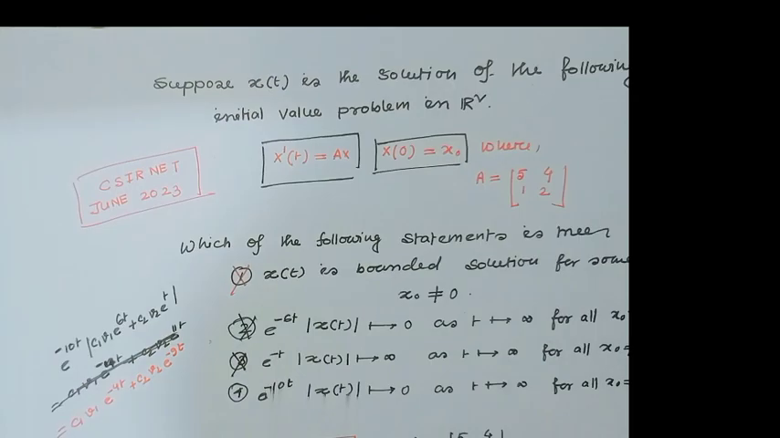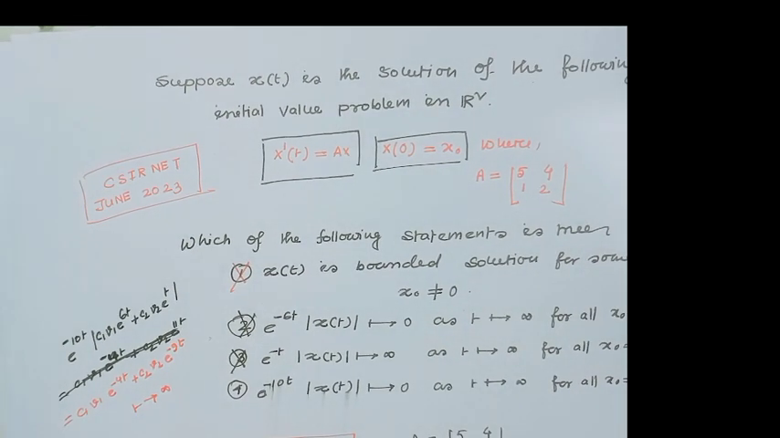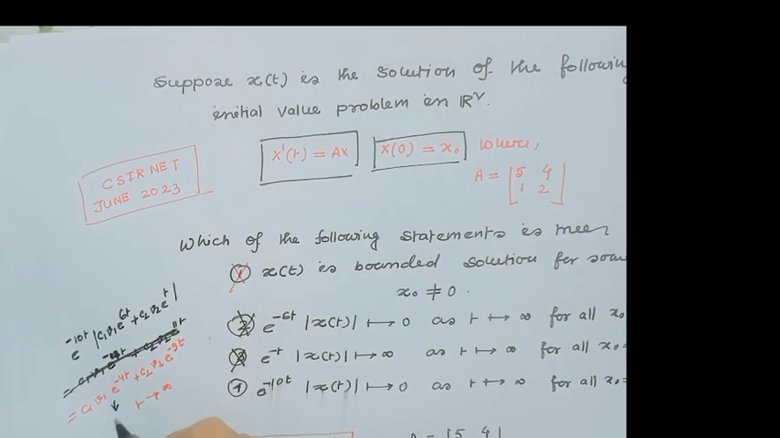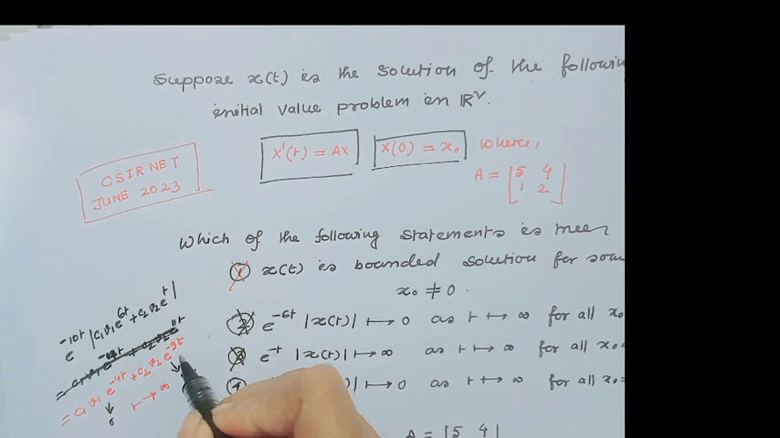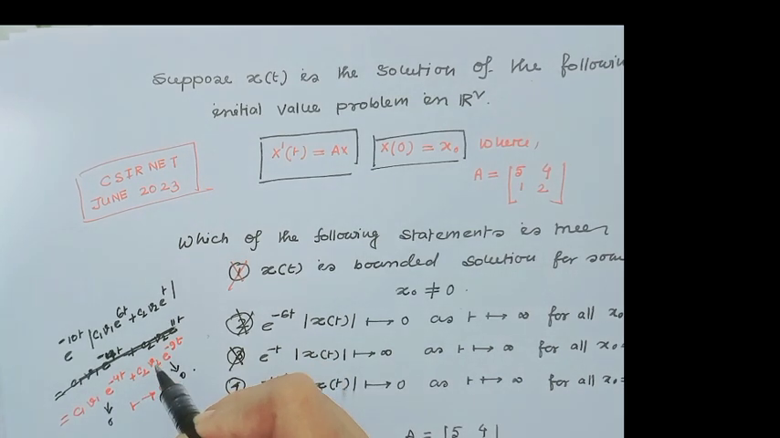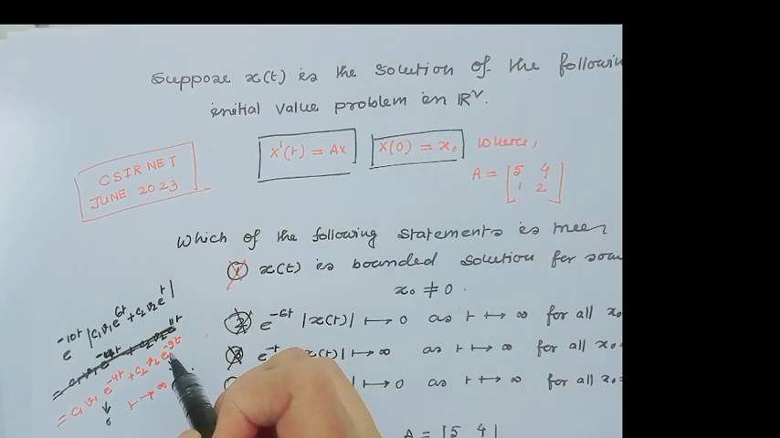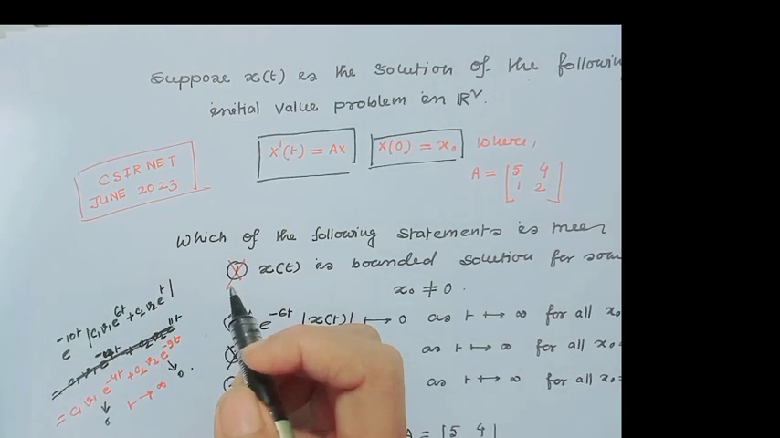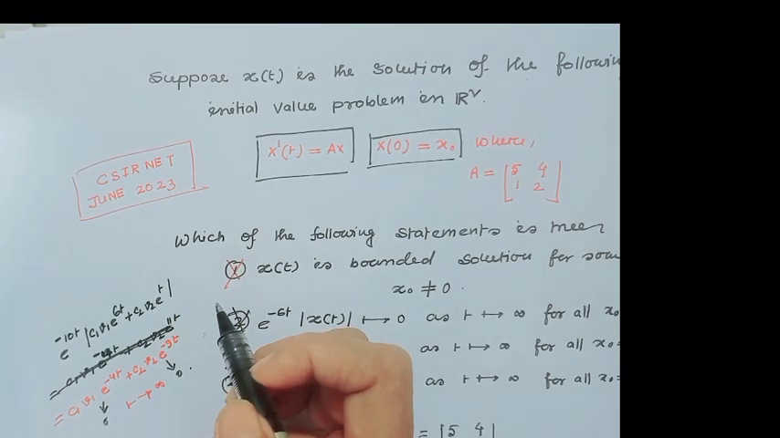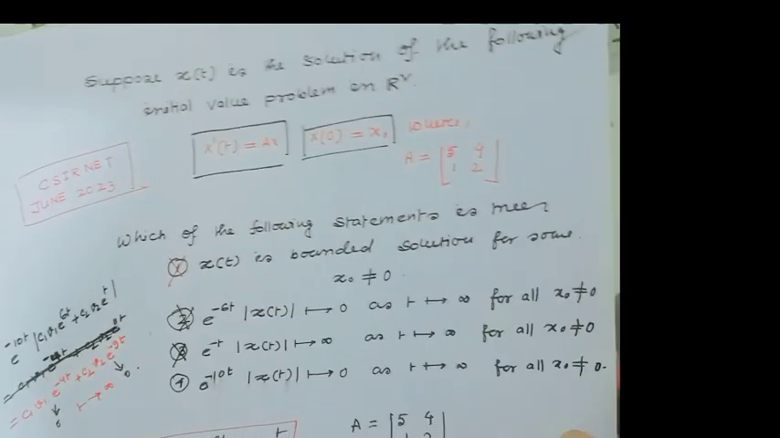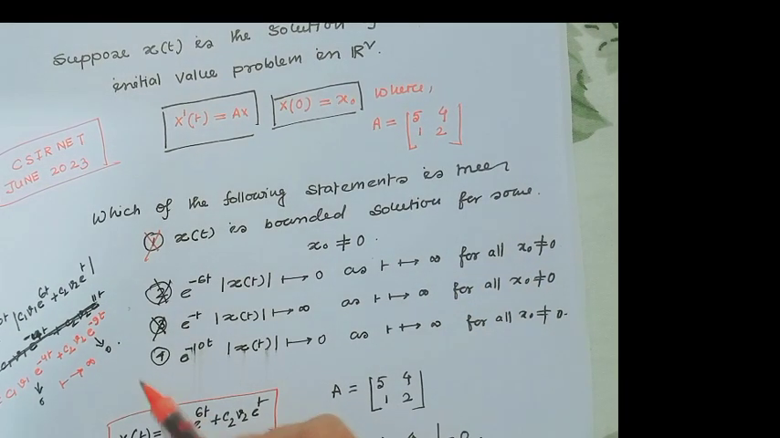Okay, and notice as t tends to infinity, this value tends to 0, also this value tends to 0, whatever C1 and C2. If C1, C2 both 0, then also this would be 0, or if C1 equal to 0 but C2 not equal to 0, then also it goes to 0. If C1, C2 not equal to 0, then also it goes to 0. So option 4 is the right option.